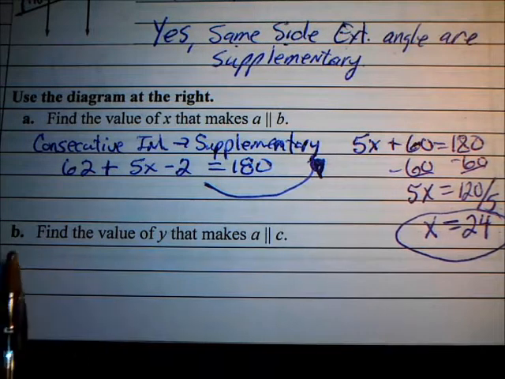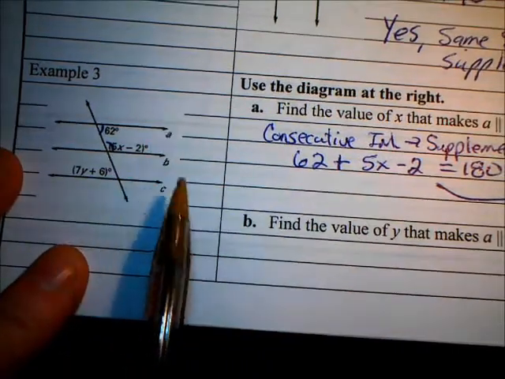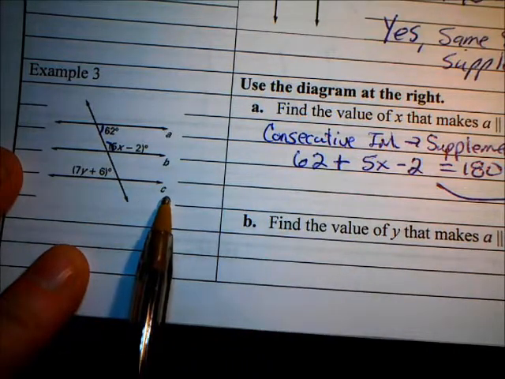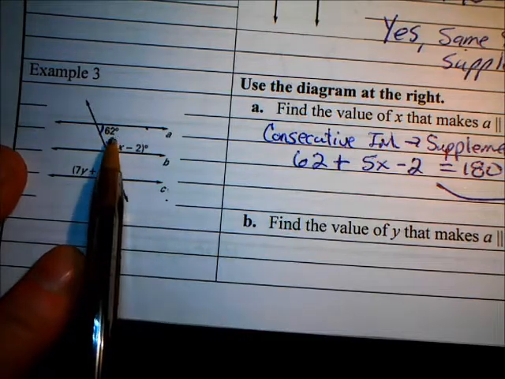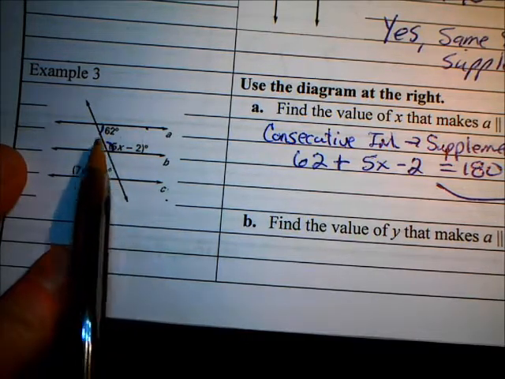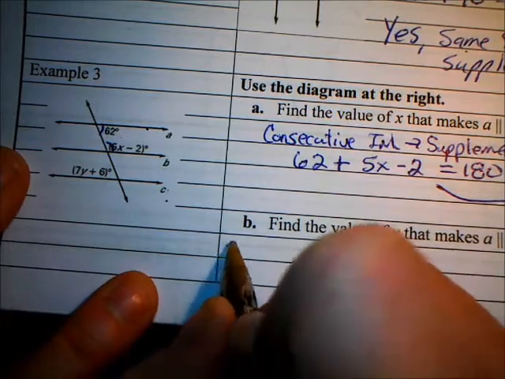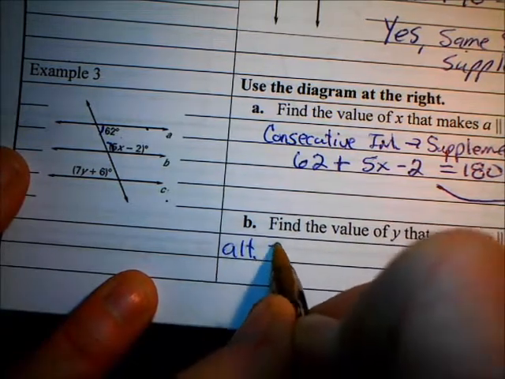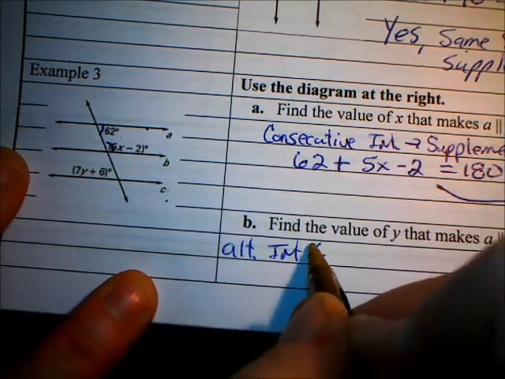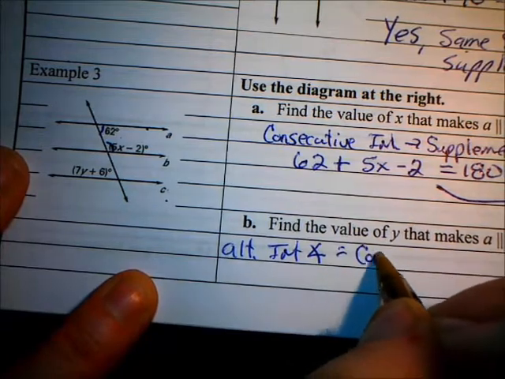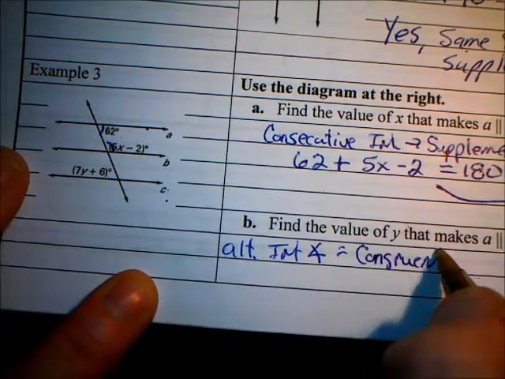Alright, if I look at B, it says find the value of y. That makes A and C parallel. A and C, these two angles here, are alternate interior angles. That means they are going to be congruent to each other.